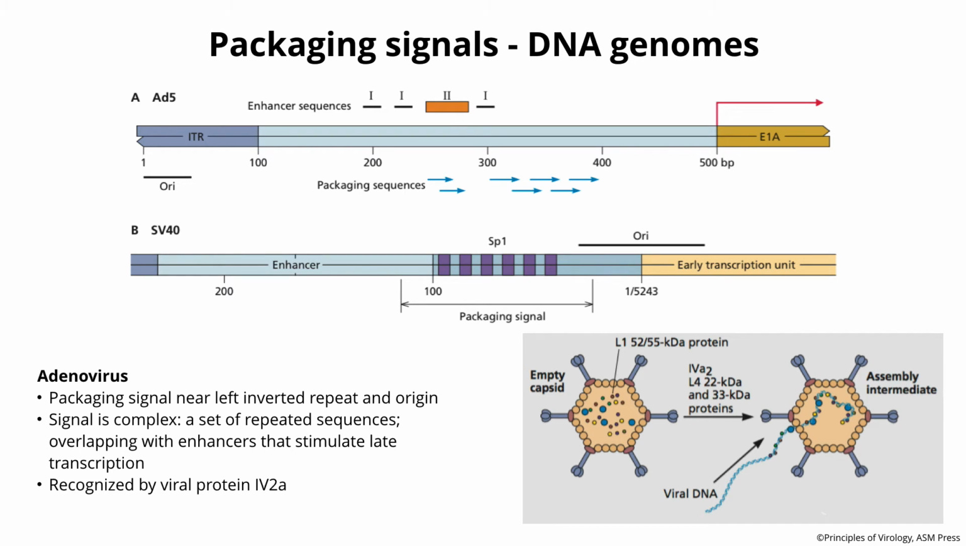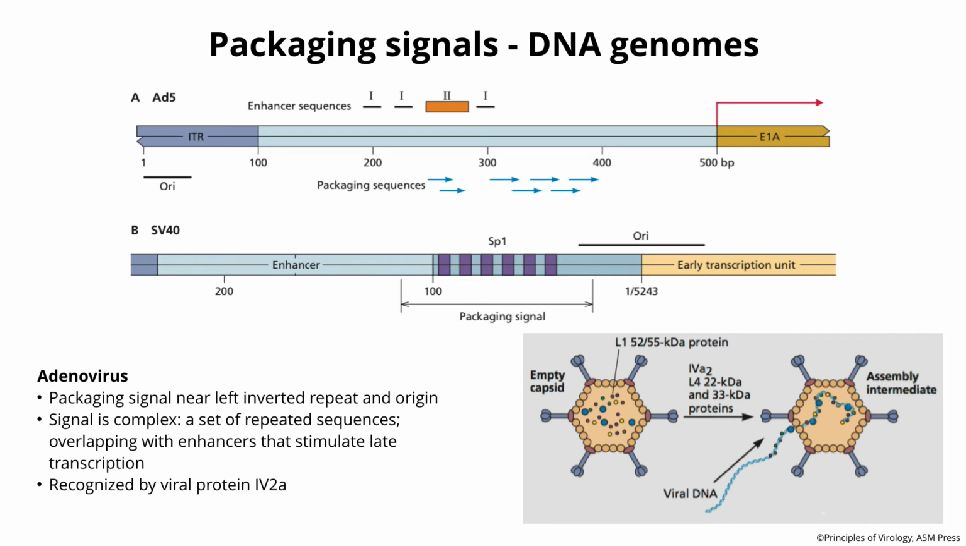So there are lots of them, and they overlap. So you may say, how do you know that these are packaging sequences? Well, what people do is they make mutations along this part of the genome and see which ones prevent the incorporation of the viral DNA into the capsid. That's the operational definition of a packaging signal.